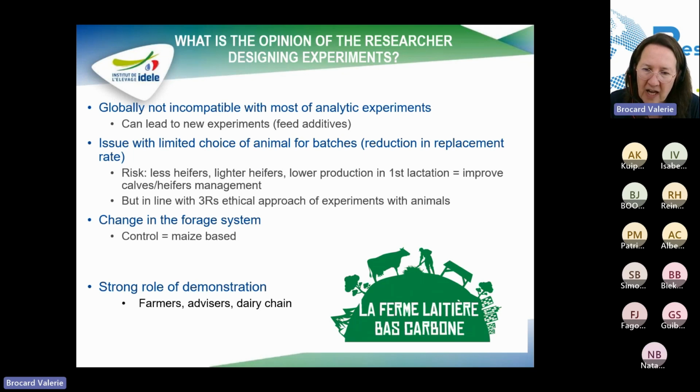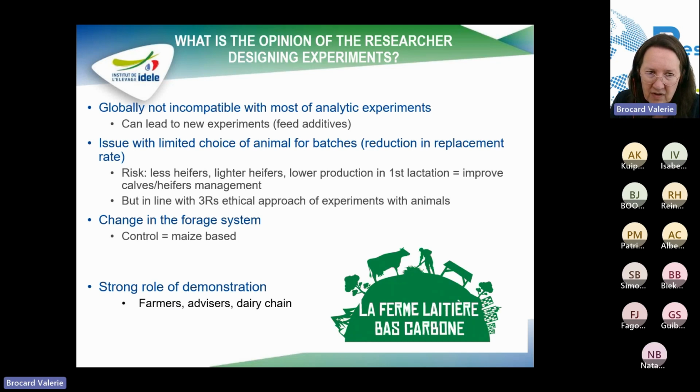choose to have a low carbon footprint experimental farm, you try to decrease your replacement rate, which means that you have a limited choice for your animals when you create batches to make some comparisons. The second risk, if you decrease the age at first calving, is that you might have lighter heifers and lower production during the first lactation. So it might impact your experiments again.